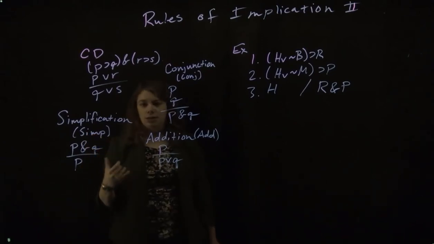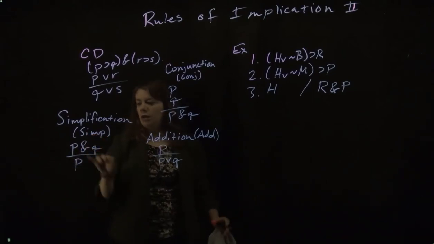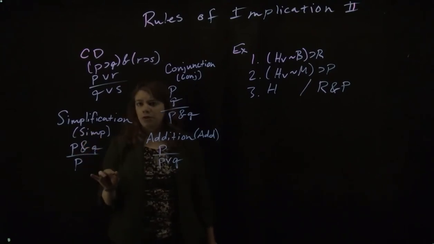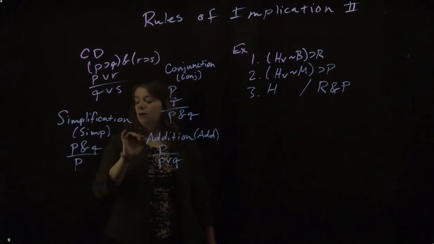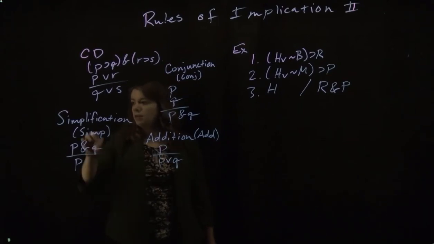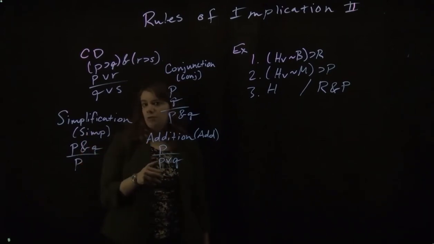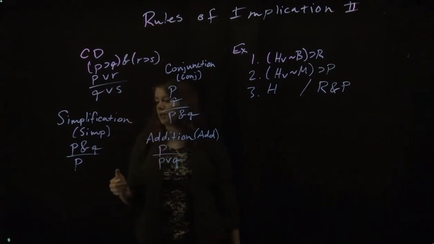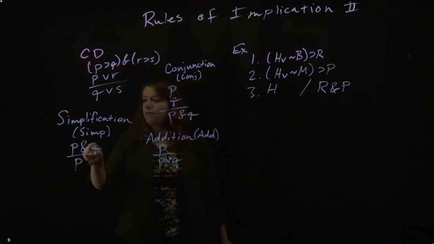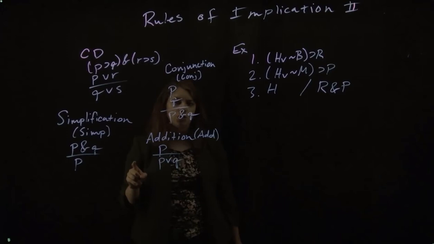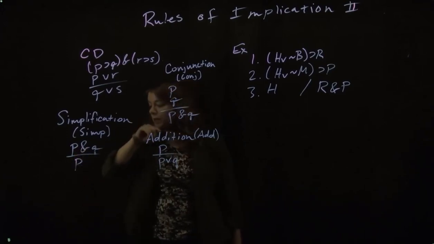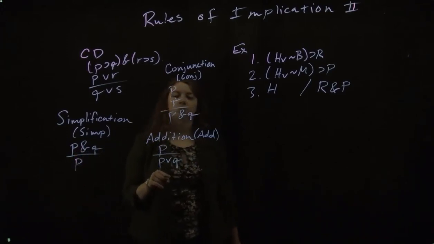Simplification simply says that if you have a conjunction, you can simplify out one of the conjuncts. So if you have "Nancy and Barbara are going to the fair," you can simplify it out and say "Nancy is going to the fair." That's all that it is basically saying. So if you have a conjunction, and only a conjunction, you can simplify out one of the conjuncts.